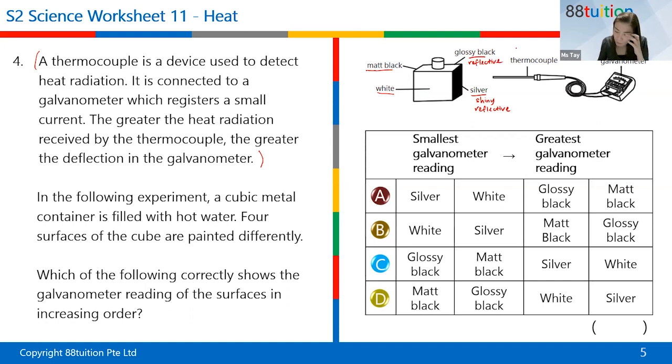So if you're going to compare this, of course, matte black will give out the most heat. When it gives out the most heat, it will actually cause a greater deflection in the galvanometer. So the reading will be the biggest. You understand what I mean? Okay, Sneha, you got this correct?